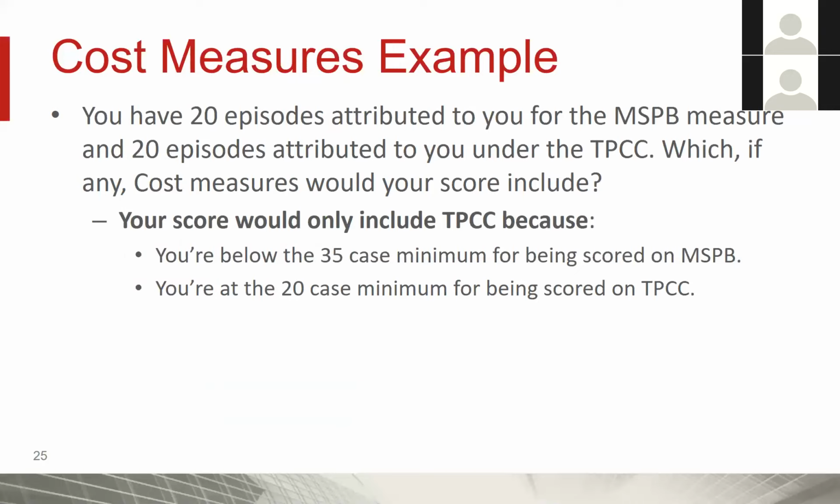Here in this example, your score would only include the TPCC measure because you're below the 35 case minimum for being scored on the MSPB, but you're at the 20 case minimum for being scored on TPCC. So even though you didn't meet the case minimum requirement for the MSPB cost measure, you can still be scored on the cost performance category because you at least met the case minimum for being scored on TPCC.